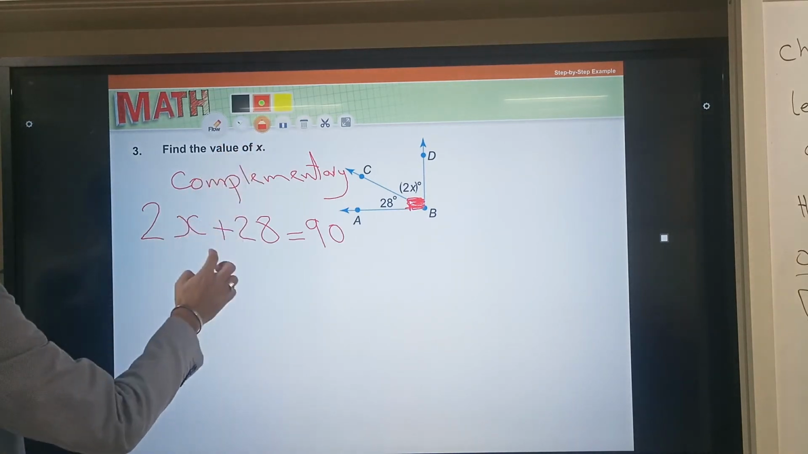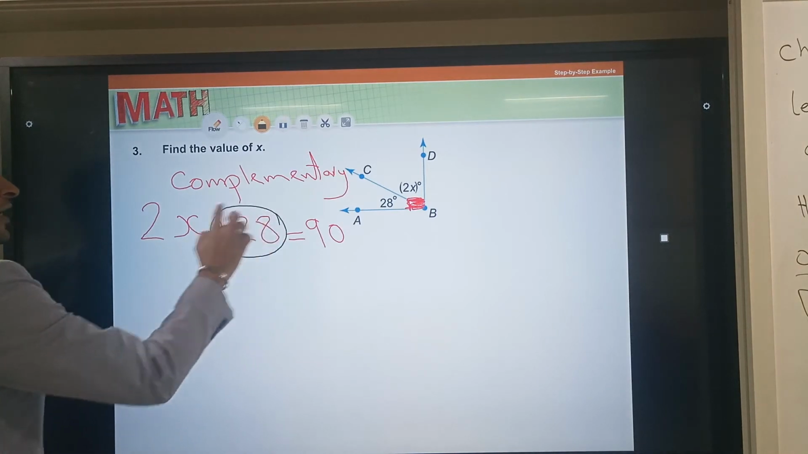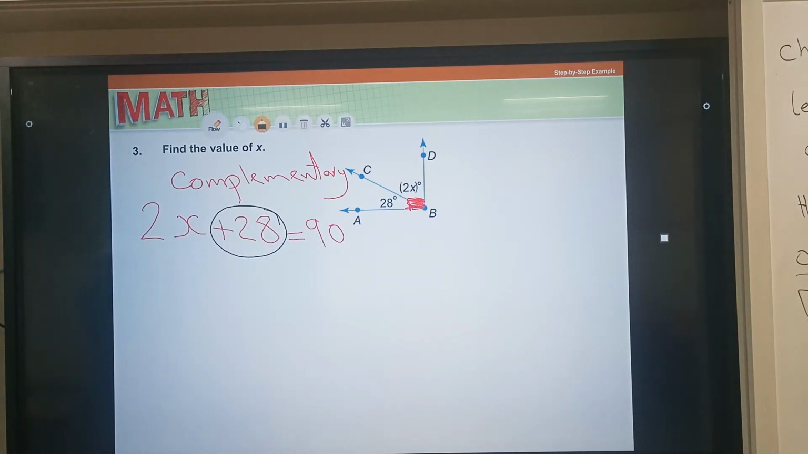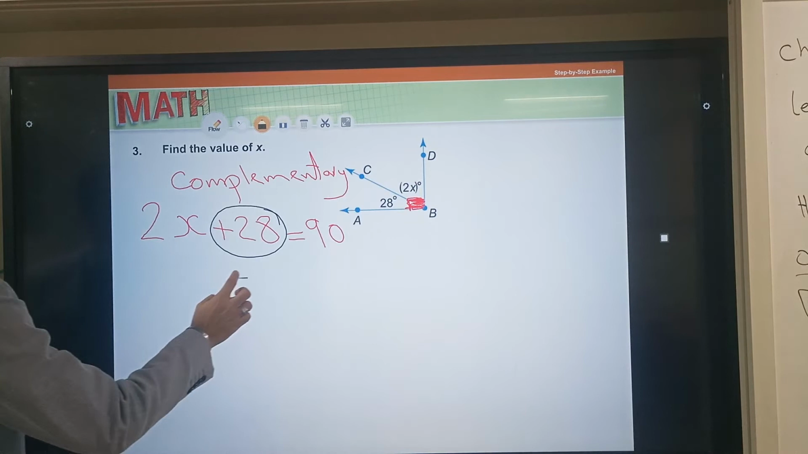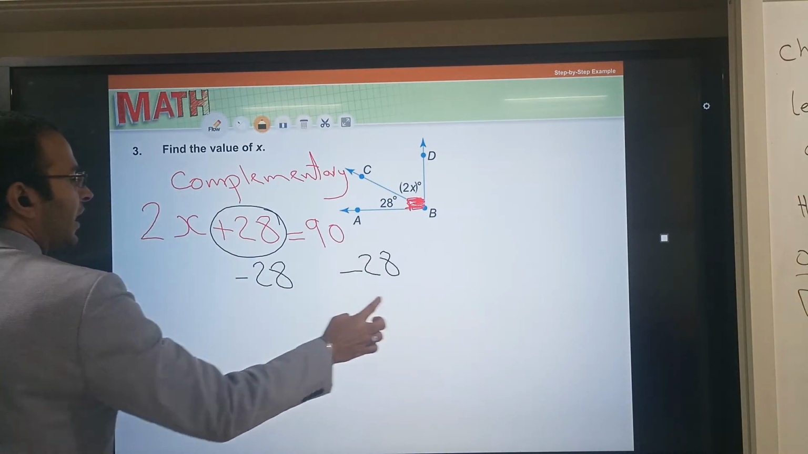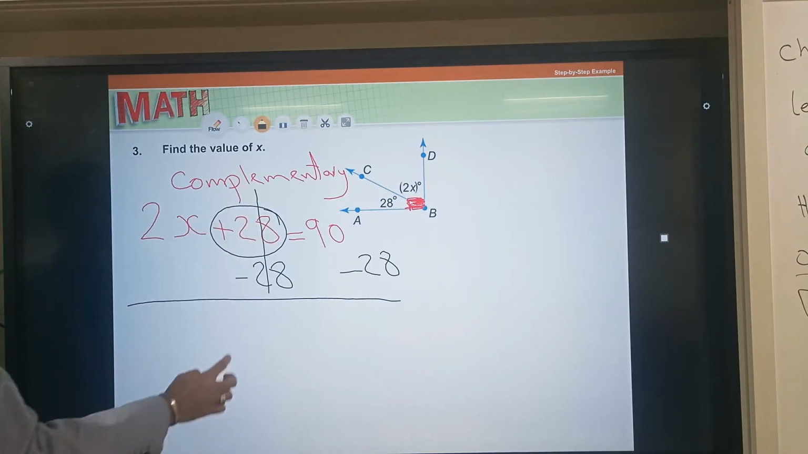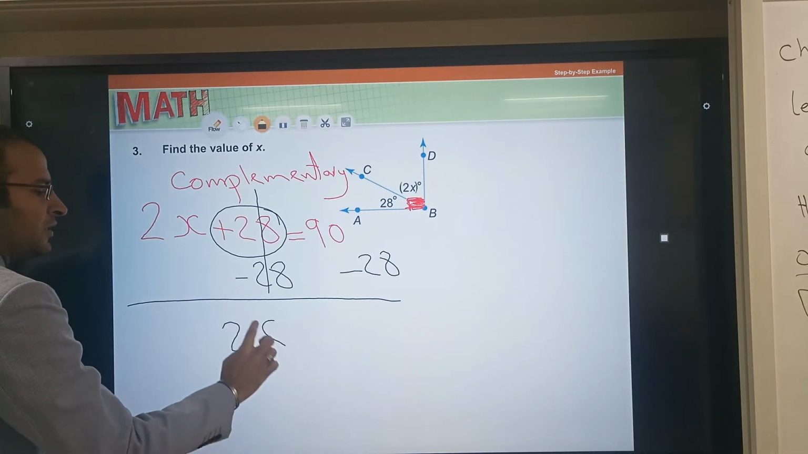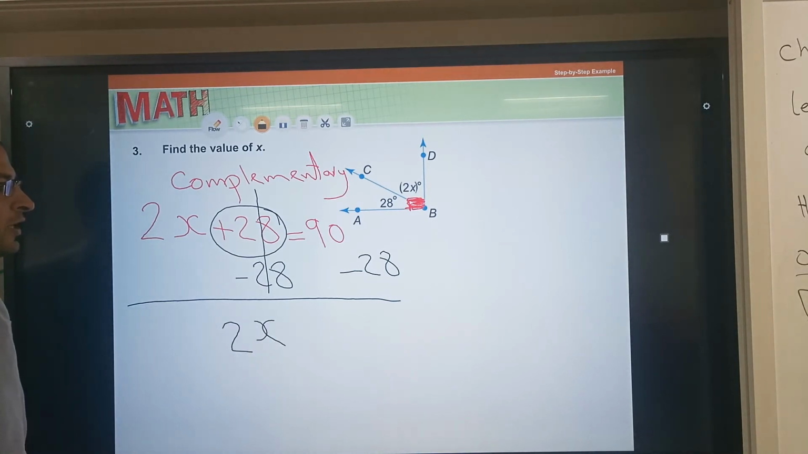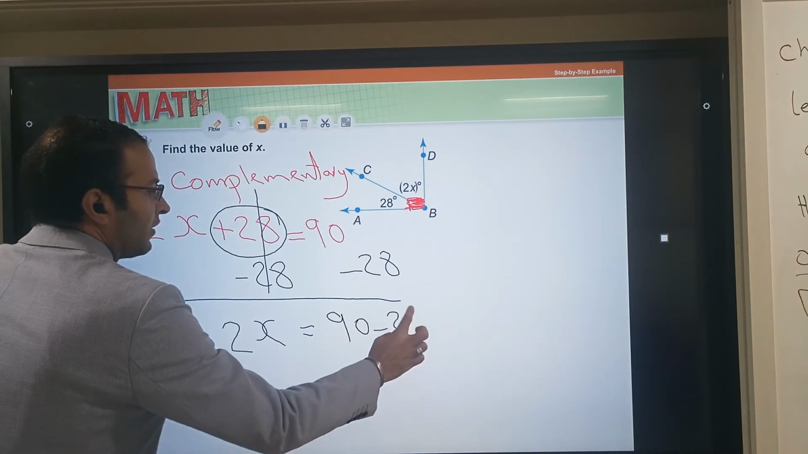Here I have an equation. How can I solve this? Look with me. Firstly, I need to cancel 28. So this is an equation, so I will add negative 28 to both sides. Why? Because I need to cancel this. So here I have the result equal to 2x only, and here we have 90 minus 28.